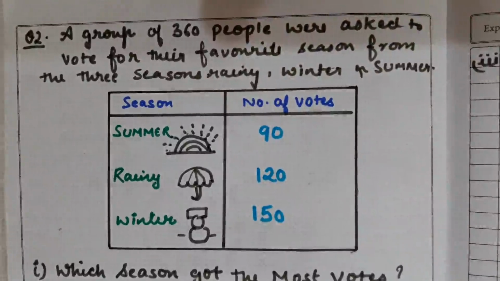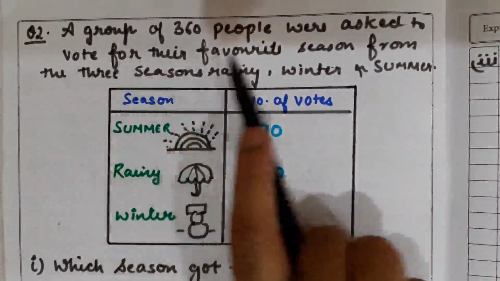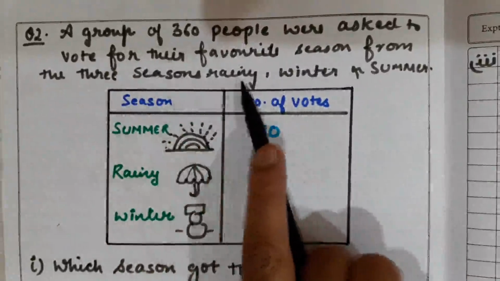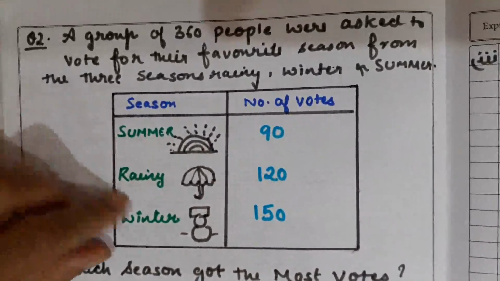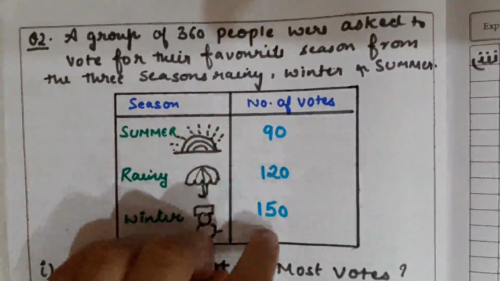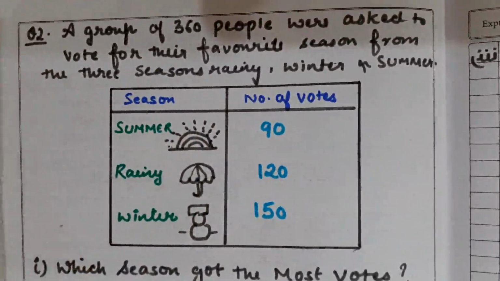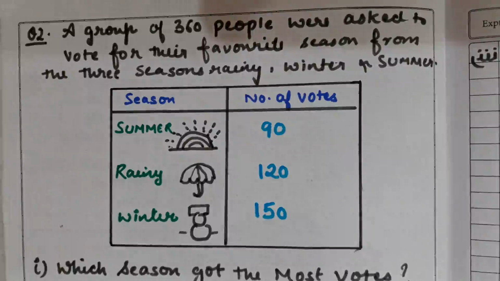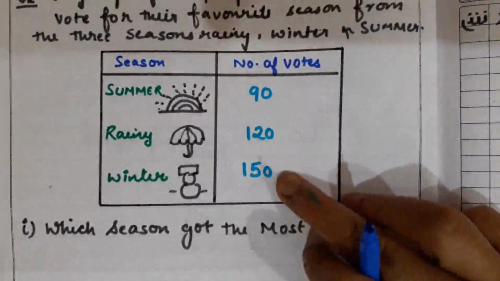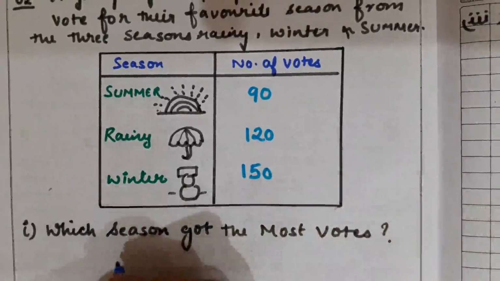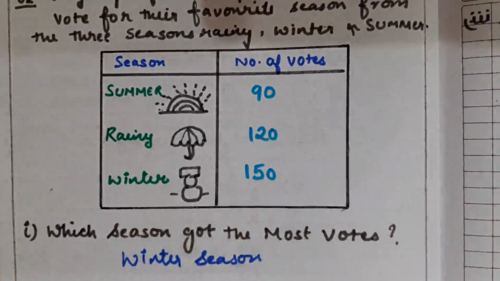See, the next question is: a group of 360 people were asked to vote for their favorite season from 3 seasons: rainy, winter and summer. Now the seasons are summer, rainy, winter. The number of votes are 90, 120, 150. So this is the data we are having. According to this data we have to answer the following questions. The first question is, which season got the most votes? So 150 is the maximum votes. So which season is getting it? The winter season is getting most of the votes.